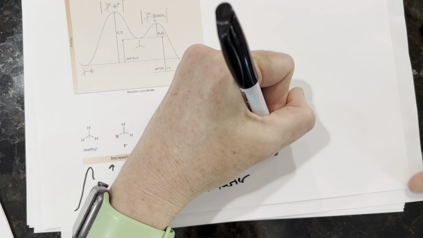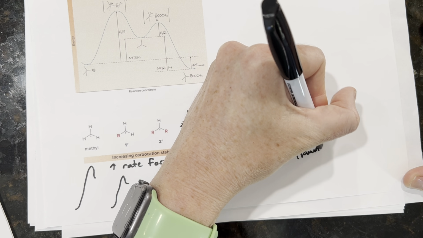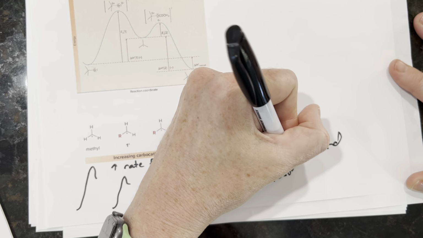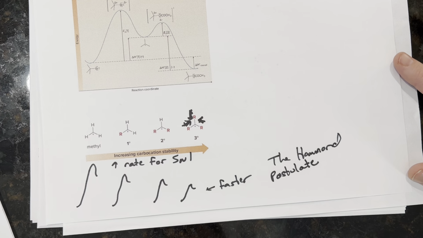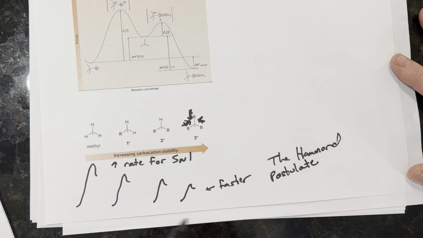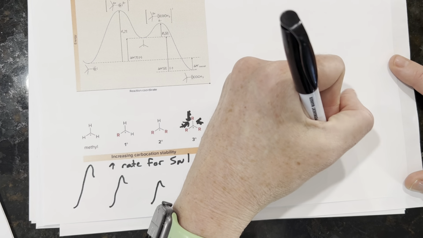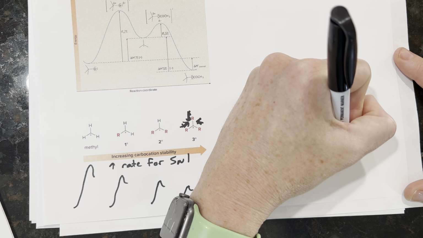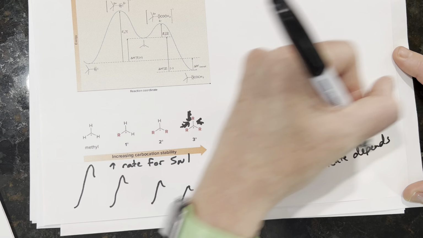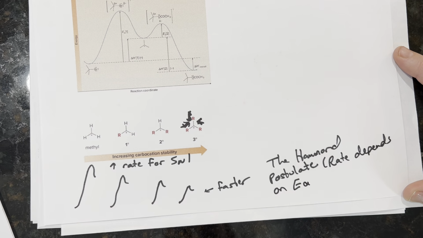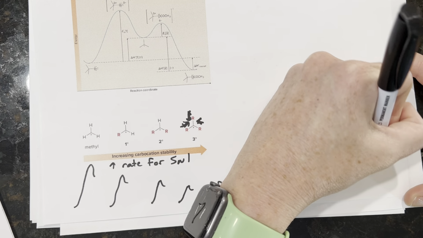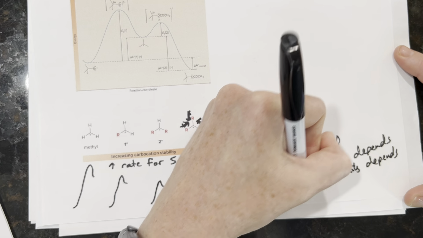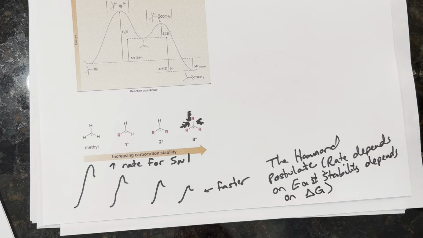This comes from something called the Hammond postulate. Your book gets really into the details, but I feel like it doesn't need to be overcomplicated. If this is more stable, it should have a lower activation energy, therefore it should be faster. And that's pretty much what the Hammond postulate says. It says that the rate depends on the activation energy, and stability depends on the free energy. So this one would have a lower free energy because it occurs more easily.